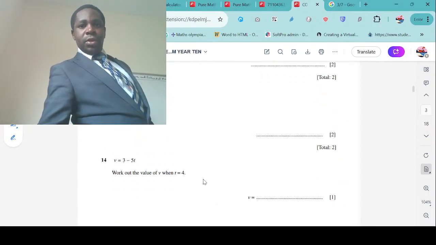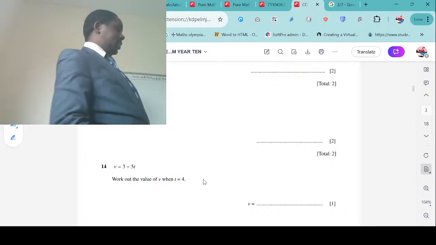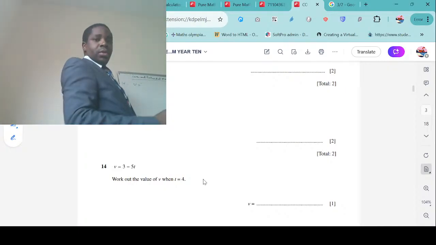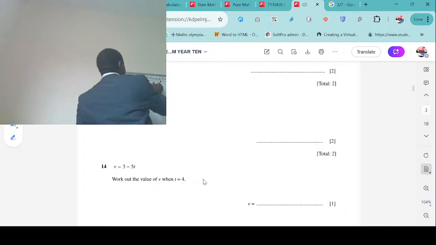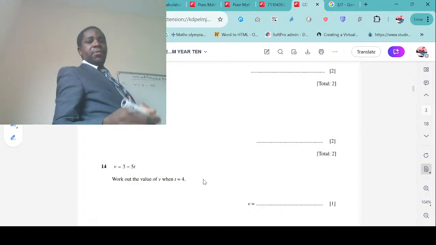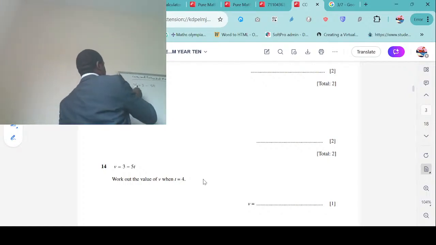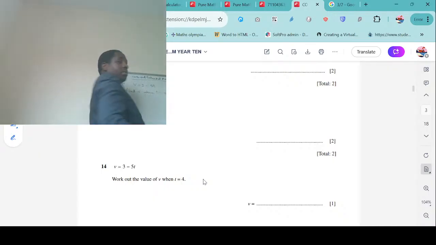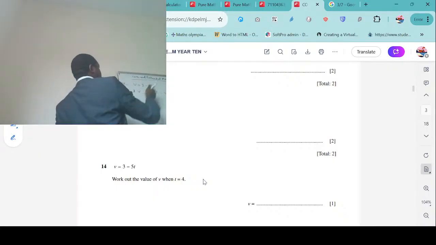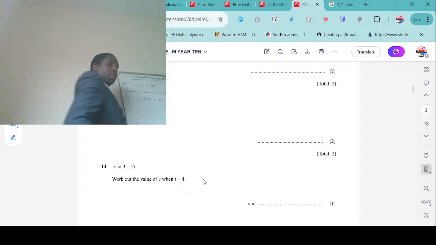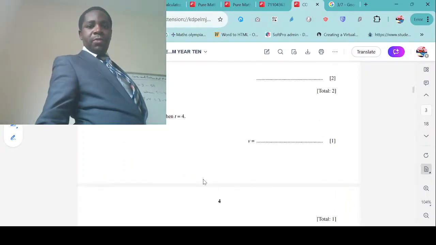Question 14 says: if B equals 3 minus 5t, work out the value of B when t equals 4. So this is substitution. Substitute the value into the expression: 3 minus 5 times 4, 3 minus 20, that will be negative 17. So that's straightforward. That's why you have 1 mark for that.